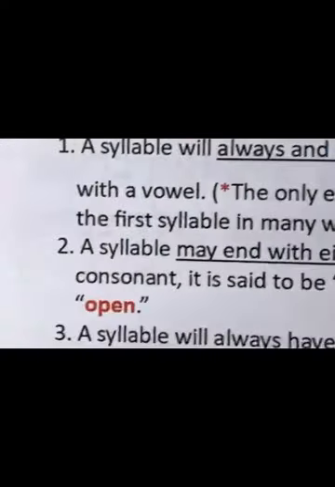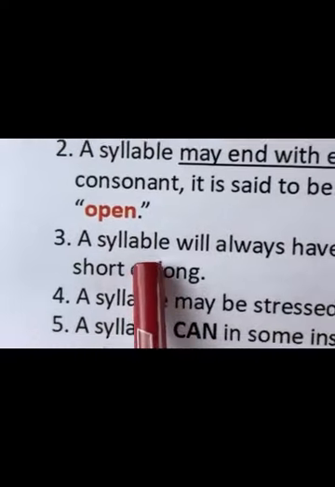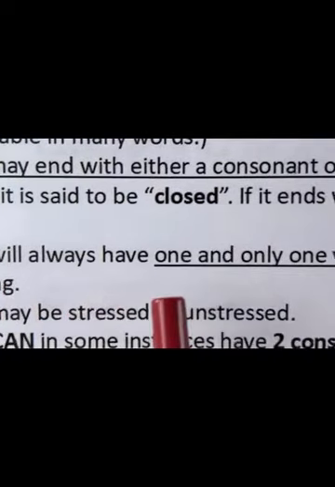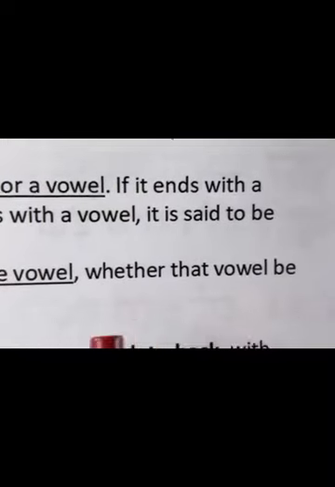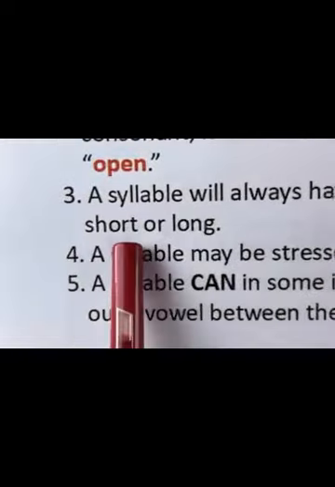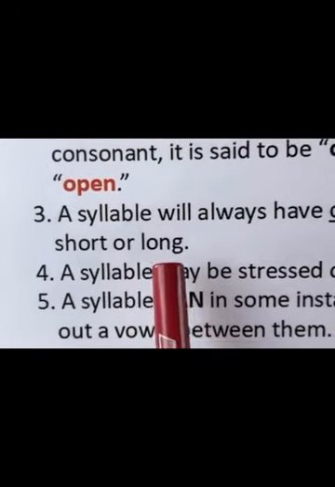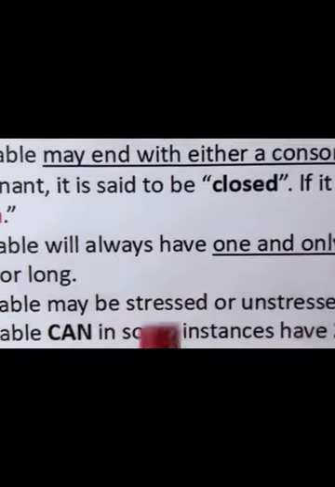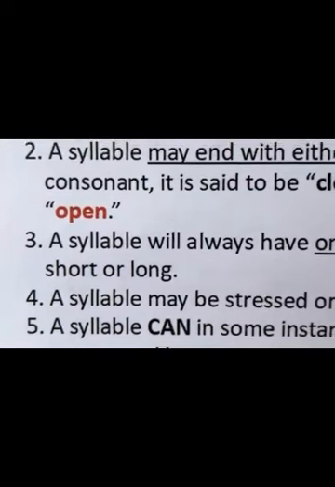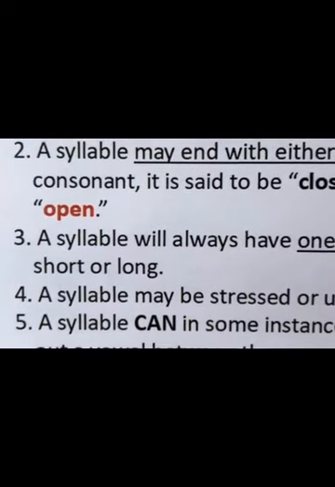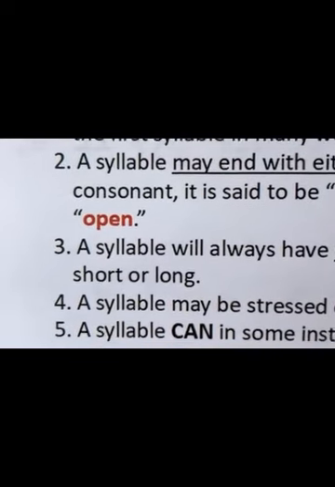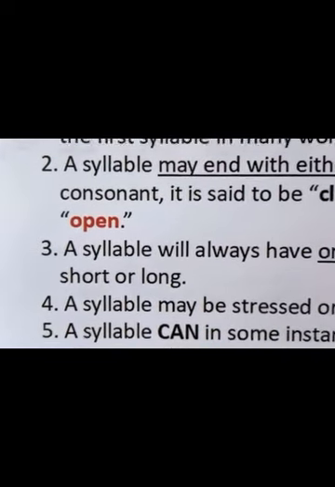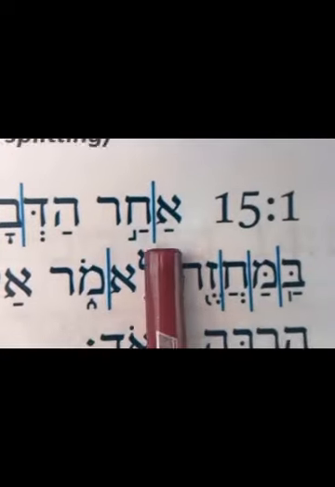Okay, next. Number 3. A syllable will always have one and only one vowel, whether that vowel be short or long. Everybody get that? A syllable can only have one vowel. So if you're trying to squish 2 vowels into one syllable, something's wrong. So these rules are very important and they're very trustworthy. So let's see if this is the case. A syllable will always have one and only one vowel. Do you see one vowel?